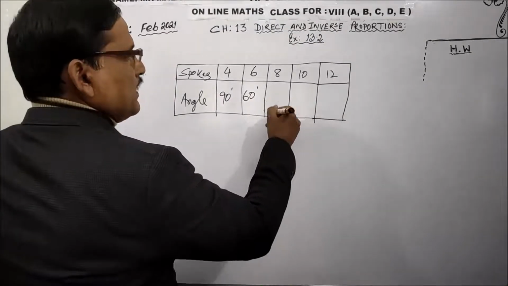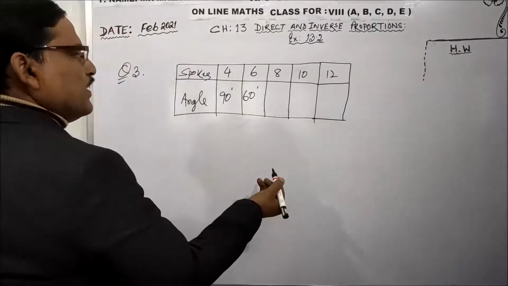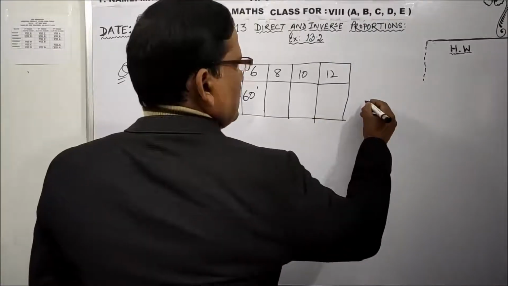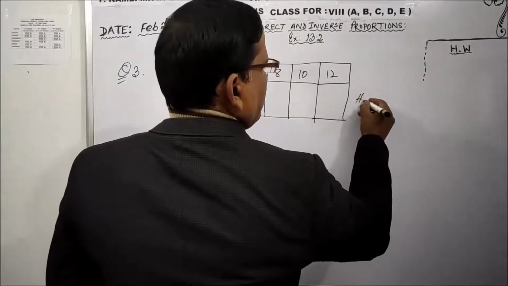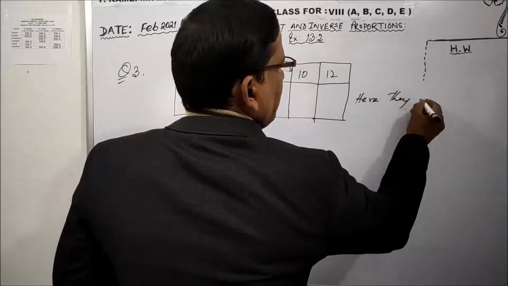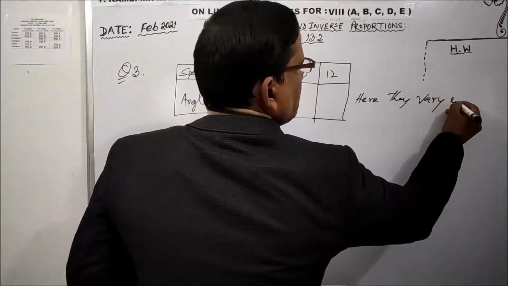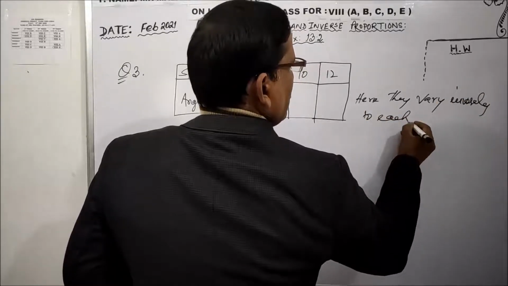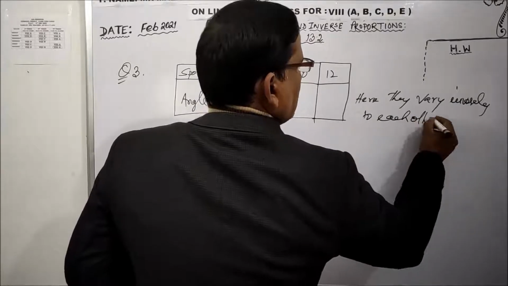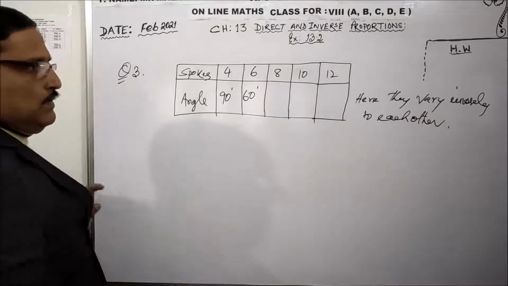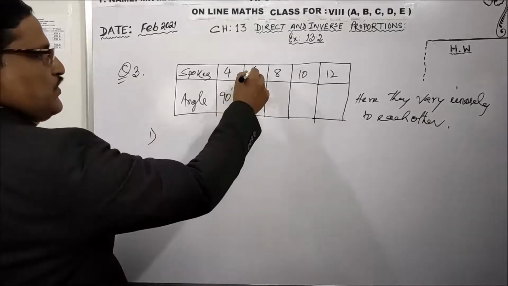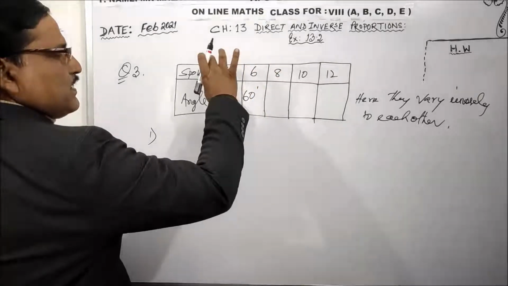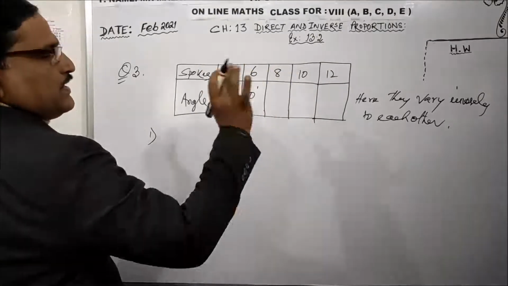This can be x, or whatever alphabet you want, or the angle can be written as A also. Here, on the side, I will write down that they vary inversely to each other. They means here the spoke and the angle. So the first case, you always have to take 4 first. It is already completely given. I have understood from this information that this is varying inversely.